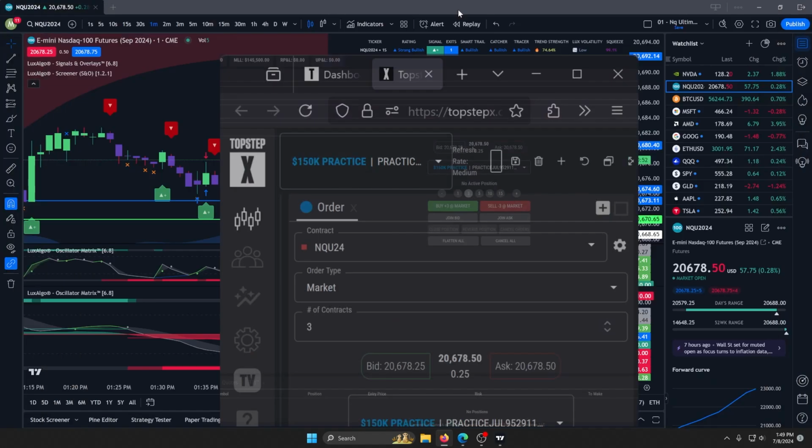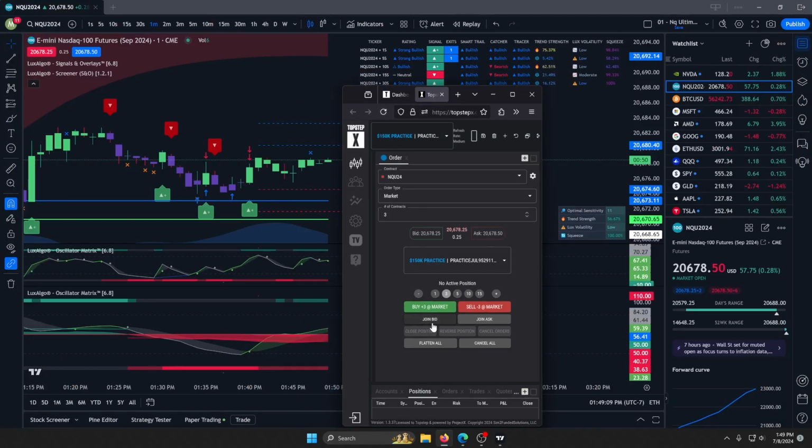And then if you do have Topstep, joining the bid sometimes is a lot better than buying at market. I like to join the bid because that's where everybody's buying. So it'll buy on a dip, when it dips down a little bit. It'll give you that lower price, and then hopefully it'll go up. You can sell it, you can scalp really quickly.